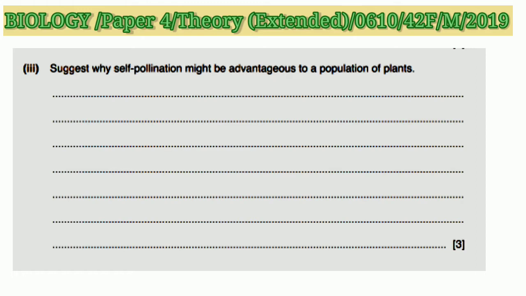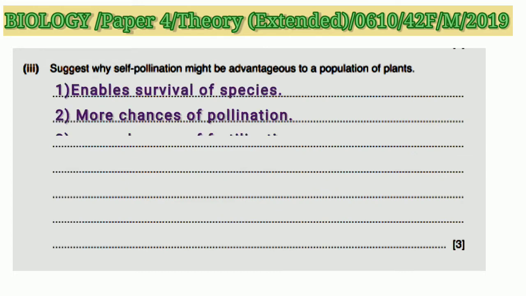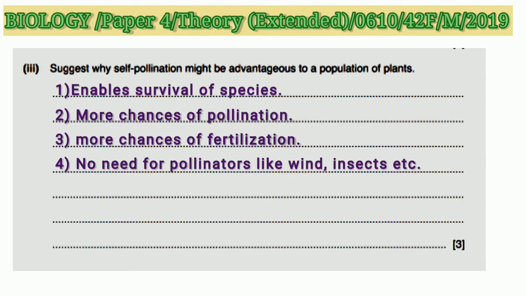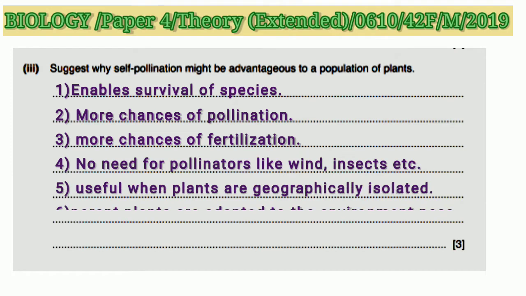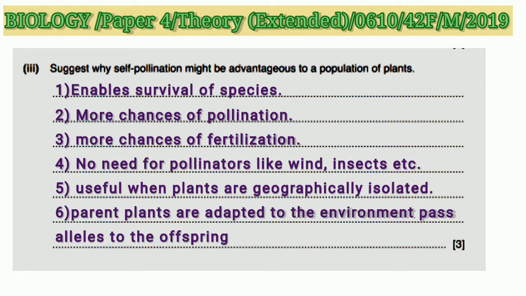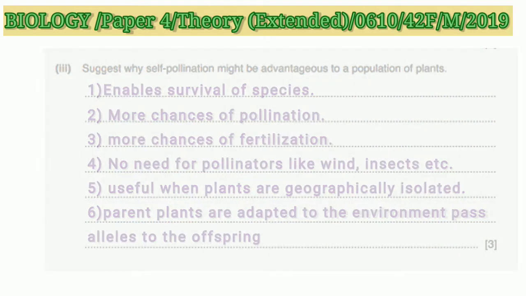Self-pollination is advantageous for the following reasons. It enables survival of species. More chances of pollination, more chances of fertilization, no need for pollinators like wind, insects, etc. Useful when plants are geographically isolated. Parent plants are adapted to the environment and pass the alleles to the offspring.